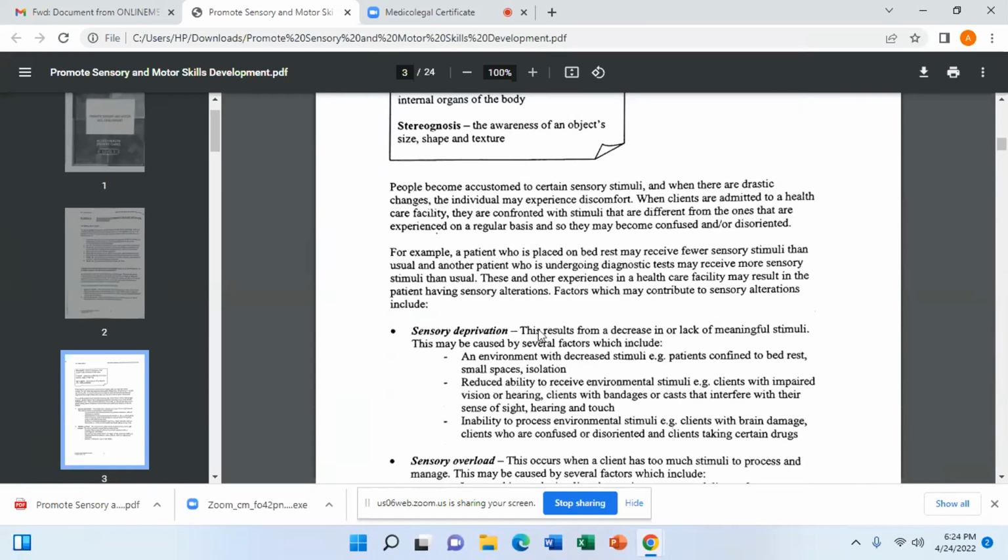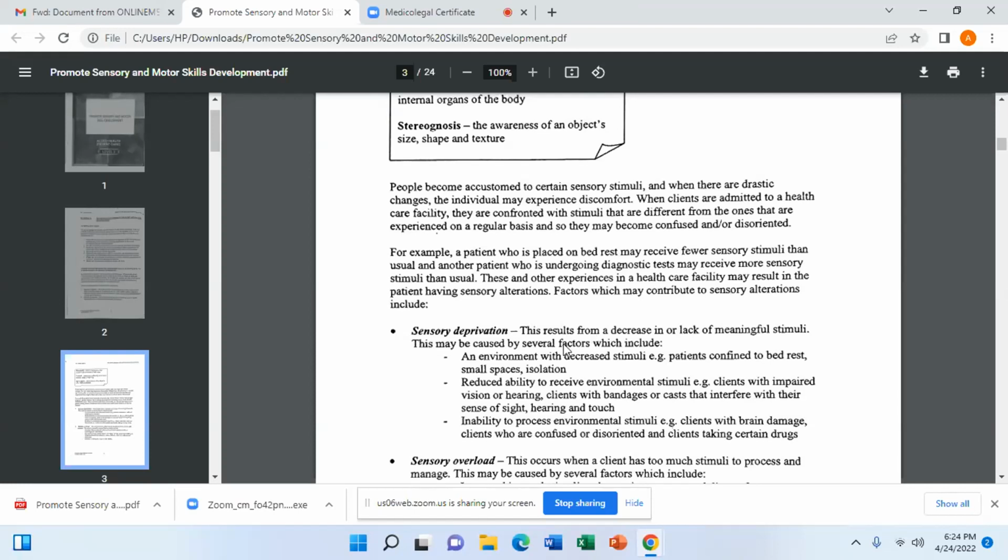The sensory deprivation, this results from a decrease in or lack of meaningful stimuli. So decrease or lack of meaningful stimuli. So that's a low. So you're feeling, but you can't. It's like it's not as painful as how it should be. So you get a finger prick, a stick in your finger, and it's like you hardly felt it. Or some persons get a stick or cut in the bottom of their foot, like diabetics, and it's like they don't feel it, right?